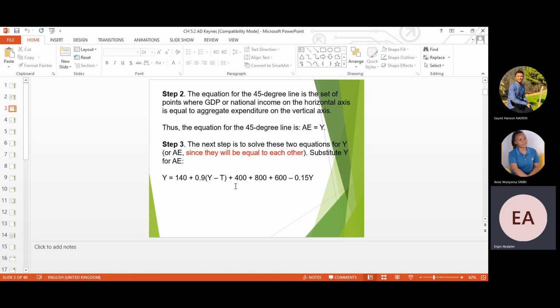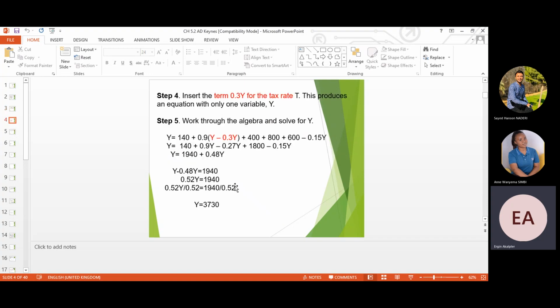Then we put y for the aggregate expenditure and the consumption function is also there. Then you can solve this if you subtract and move terms from one side of the equation to the other. The y will be alone, and then you will solve it easily. I think we have to insert also the tax rate, which is 0.3y. And this produces an equation with only one variable, y. Walk through the algebra and solve for y.